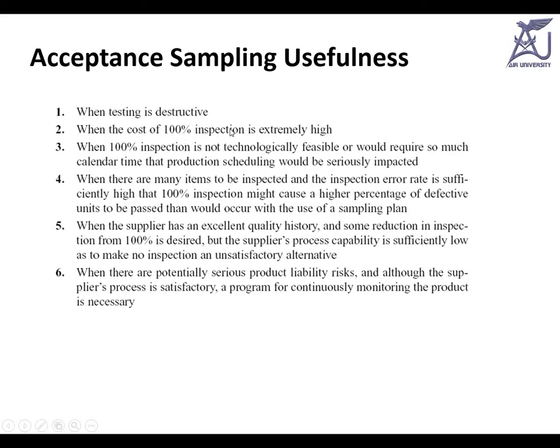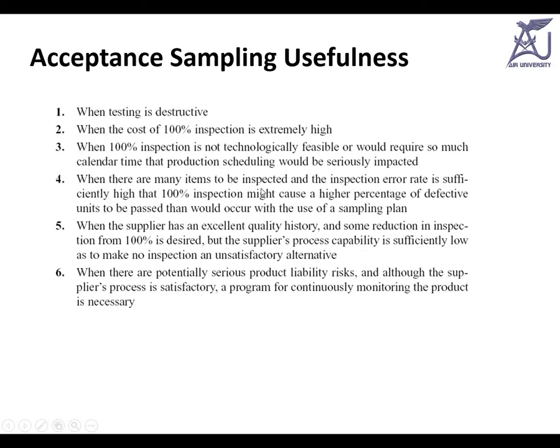You are not going to be able to inspect the quality by taking 100% inspection. So sampling is the best way to do that. The third usefulness of this acceptance sampling plan is when 100% inspection is not technologically feasible or would require so much calendar time that production scheduling would be seriously impacted.